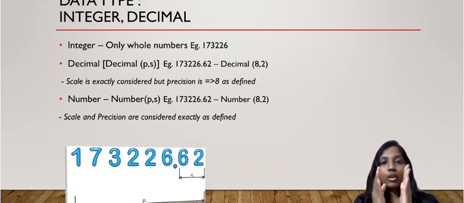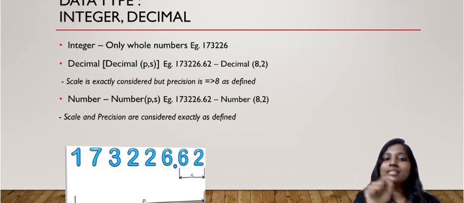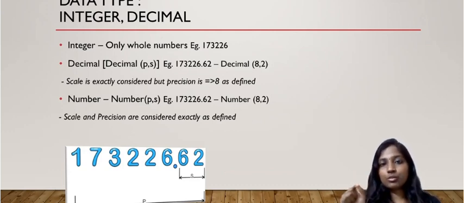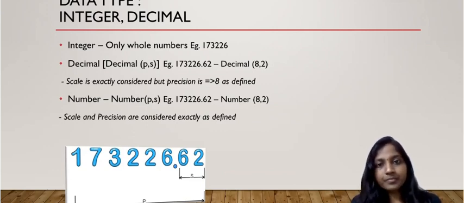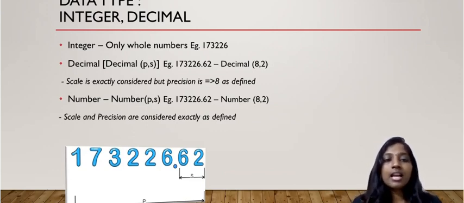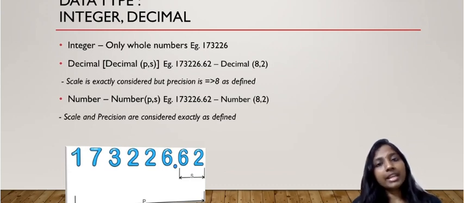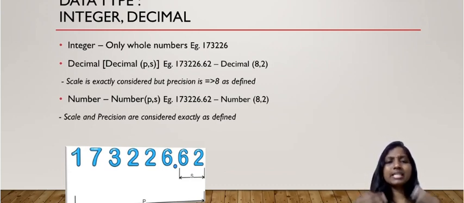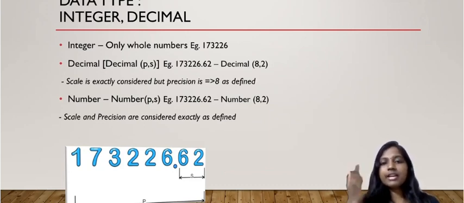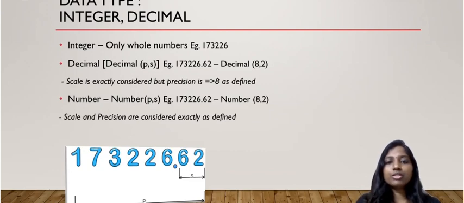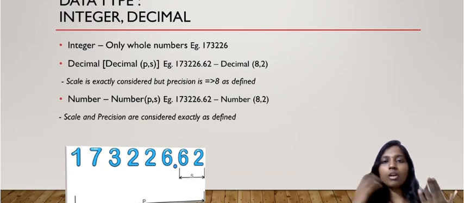So if you give a column of data type decimal of 8, 2, then when you enter this data, 173,226.62, it will accept. Okay, the next one is number. Number is also given as precision comma scale again, so number 8, 2. So what is the difference between decimal and number? Both are given as precision comma scale. There decimal 8, 2, here number 8, 2. The same number I can enter if I give the data type as decimal or number.